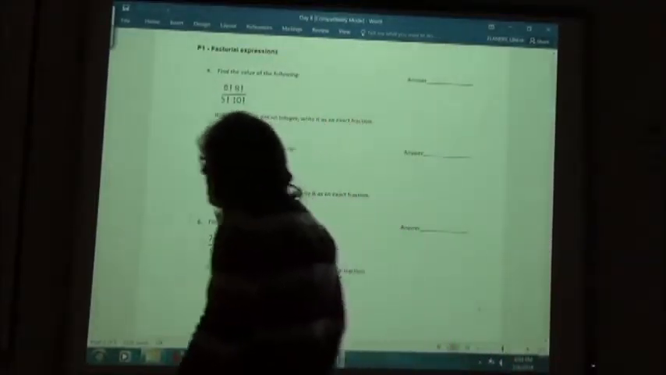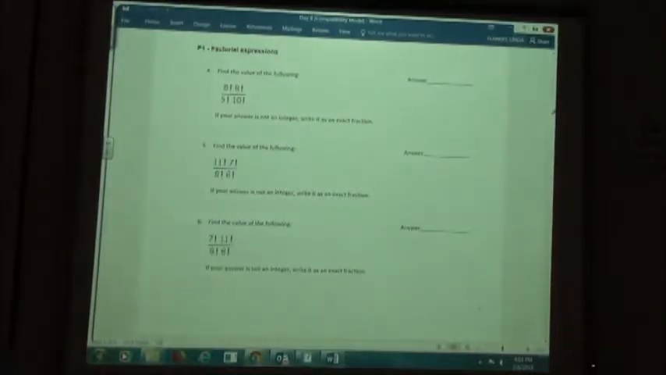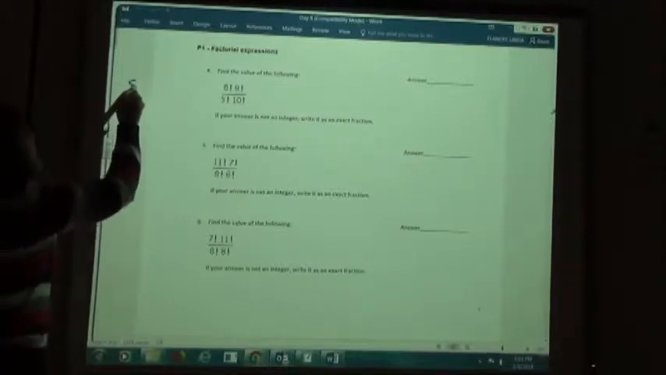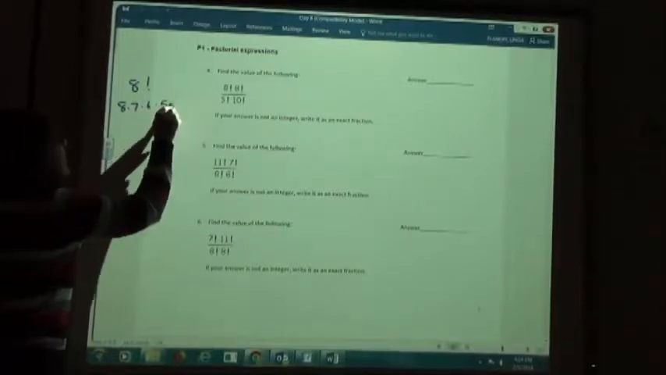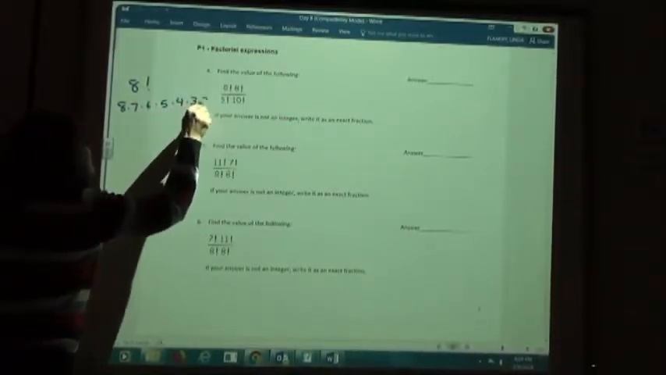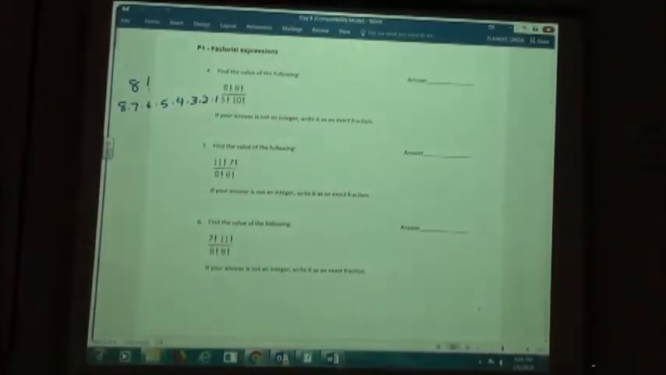Factorial expressions. A factorial expression is basically you're going to take the number times every number smaller than that down to 1. If I'm doing 8 factorial, it means I'm taking 8 times 7 times 6 times 5 times 4 times 3 times 2 times 1. Now, they want to make your work a little shorter.